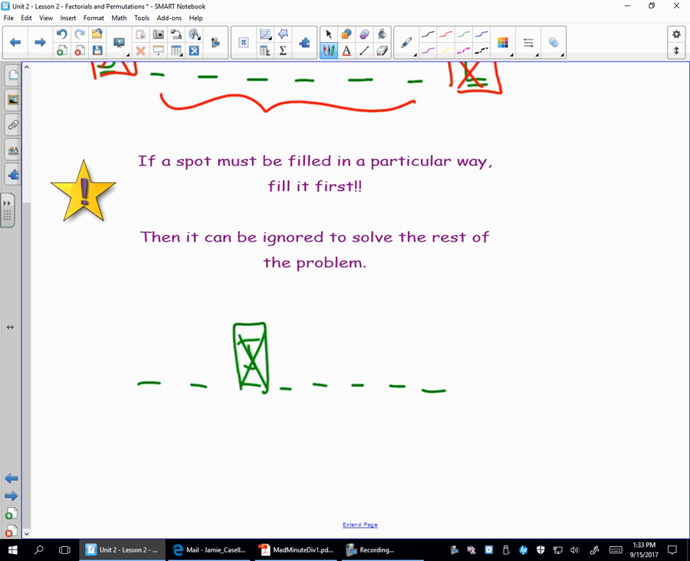Well, I need 8 spots. So I've got 7 ways of doing this one and 6. Let's skip Jody's spot. 5, 4, 3, 2. Well, that's just 7 factorial. In other words, 5040.